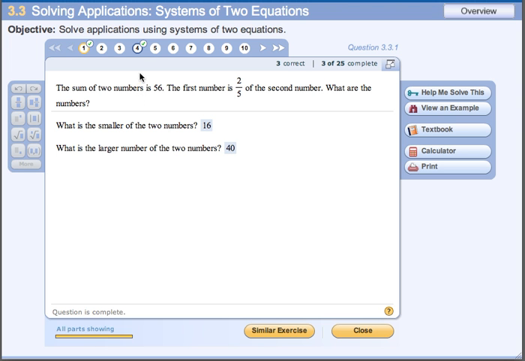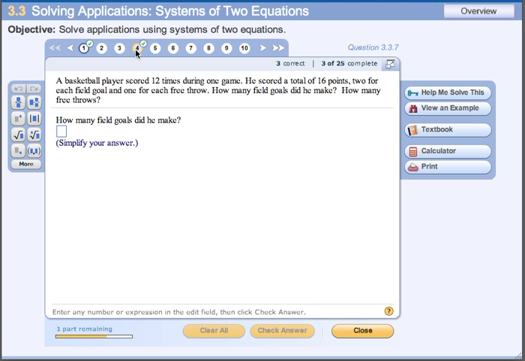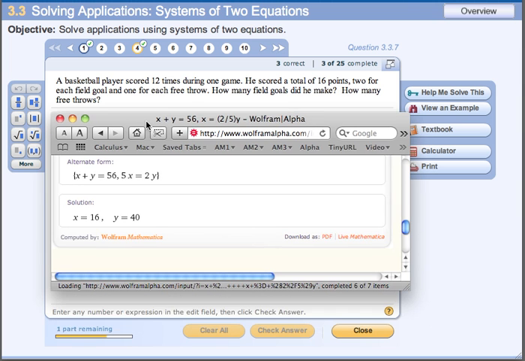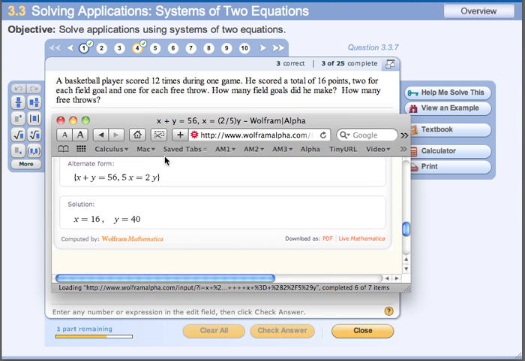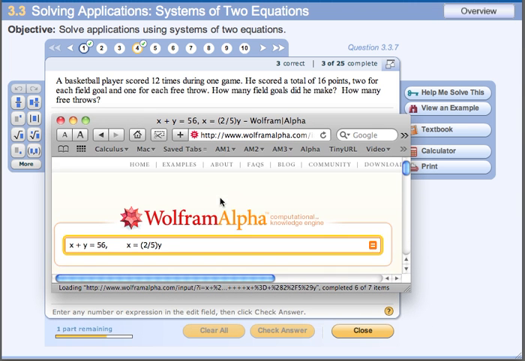Let's try problem 4. A basketball player scored 12 times during one game. So 12 times that basketball player put the ball through the hoop. Let me get my simple sum ready to go here in Wolfram Alpha. He totaled a total of 16 points, 2 for each field goal and 1 for each free throw. How many field goals did he make?